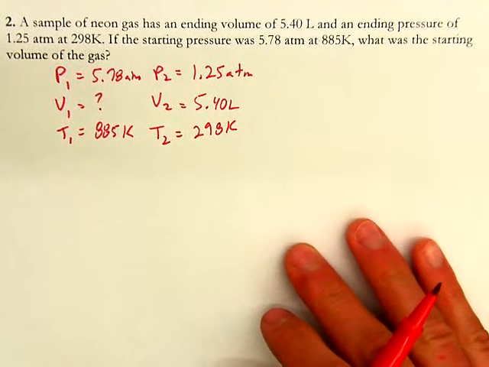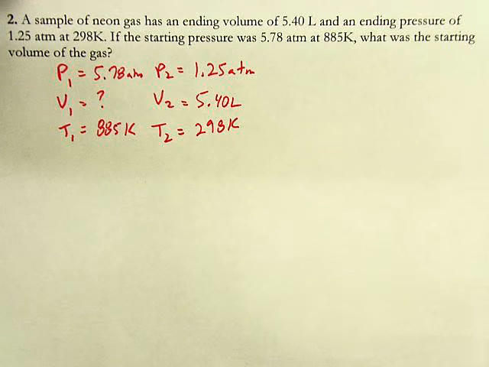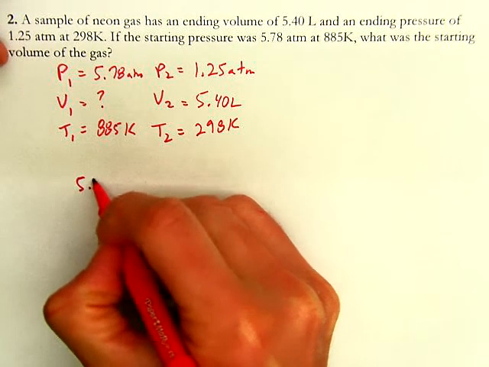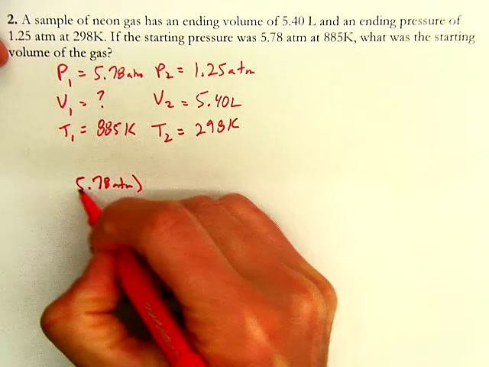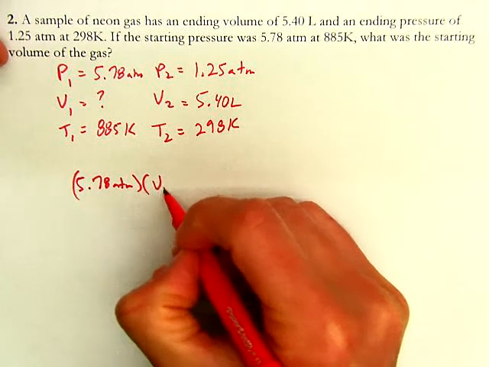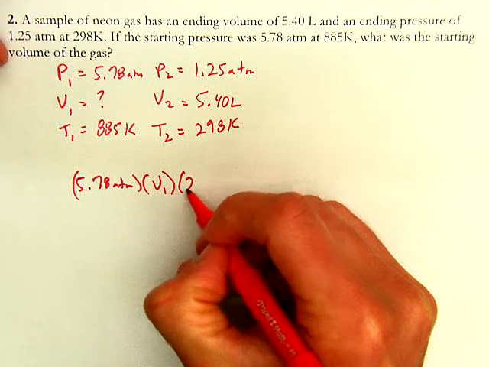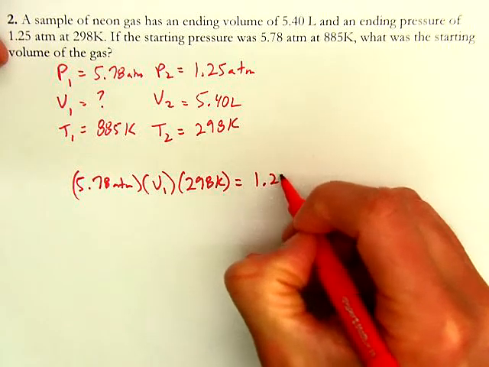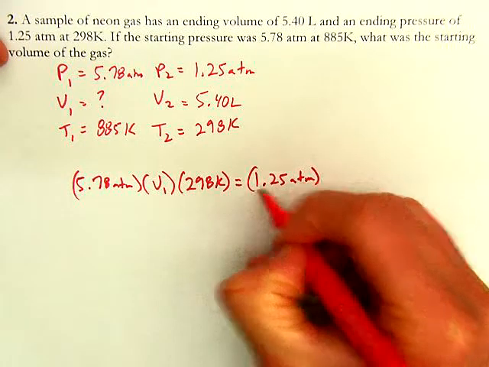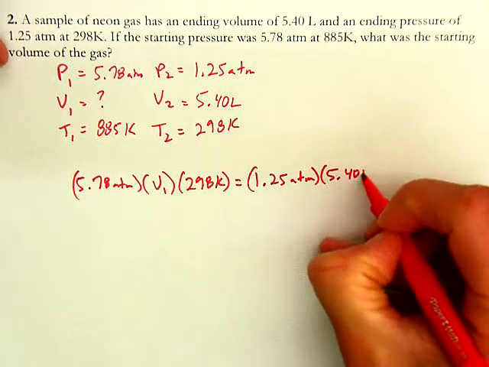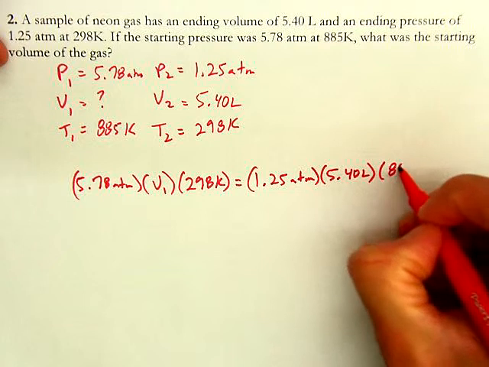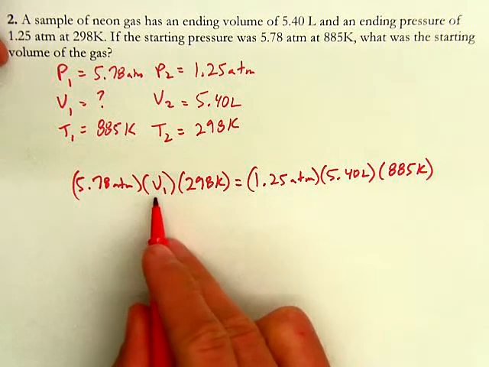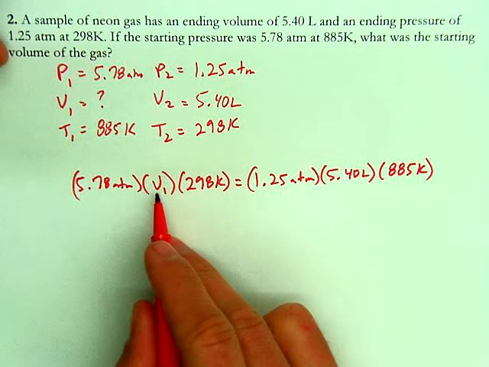So we're going to solve for V1, which is on the other side of the equation. But we'll set it up like normal. P1, 5.78 ATM times V1, so we don't know, times T2, which is 298 Kelvin, equals P2, so 1.25 ATM, V2, which is 5.40 liters, and T1, 885 Kelvin. Now this time the variable we're trying to solve for is on this side, which is a little new to us. But the math is the same.